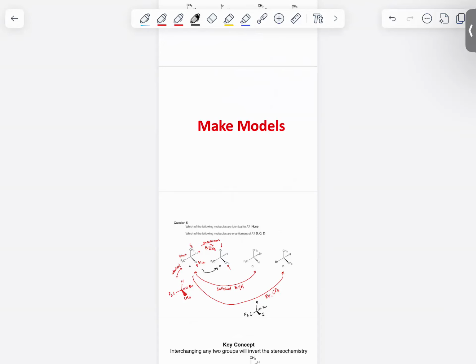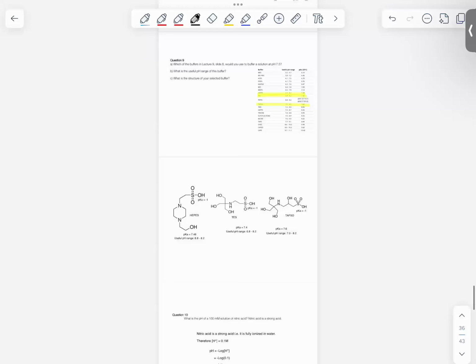It's the two forms, sometimes multiple forms, depending on how many protonation states there are. But the key thing to remember is it is an acid and its conjugate base.